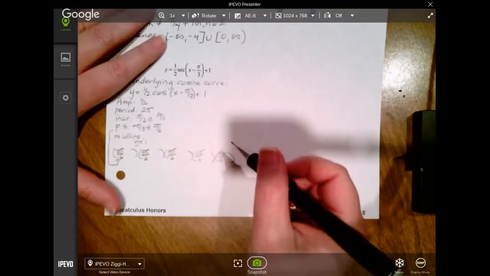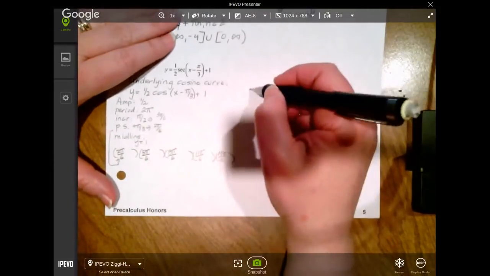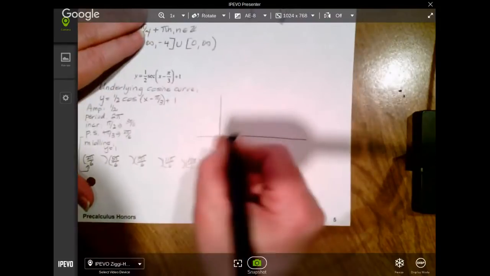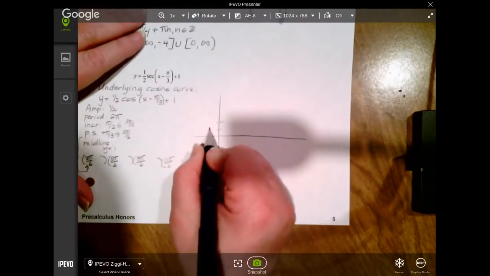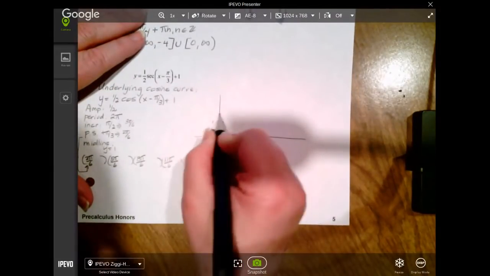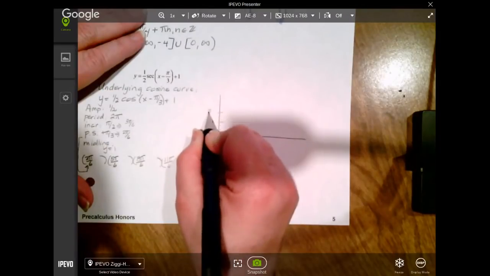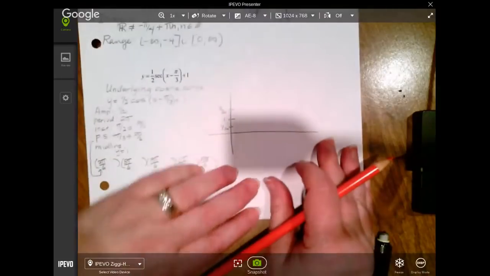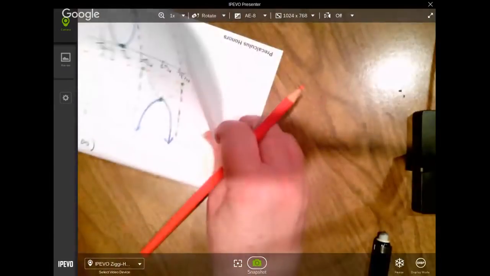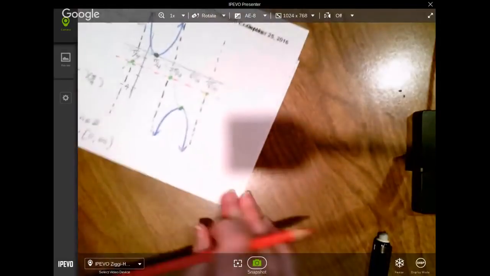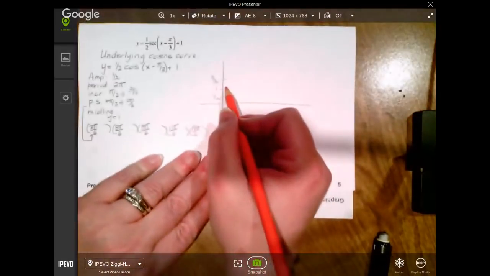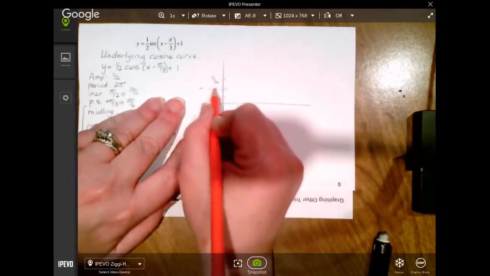And then let's graph our underlying cosine graph, with a midline at 1. I'm going to show a half here, and this is 1, and then this will be 3/2. And our midline was, we said, I'm going to fold this because it looks better on the screen if it's folded. And we're going to say our midline is at 1.